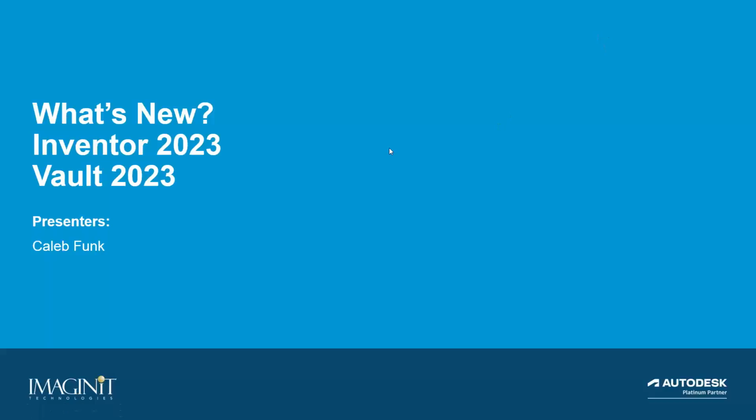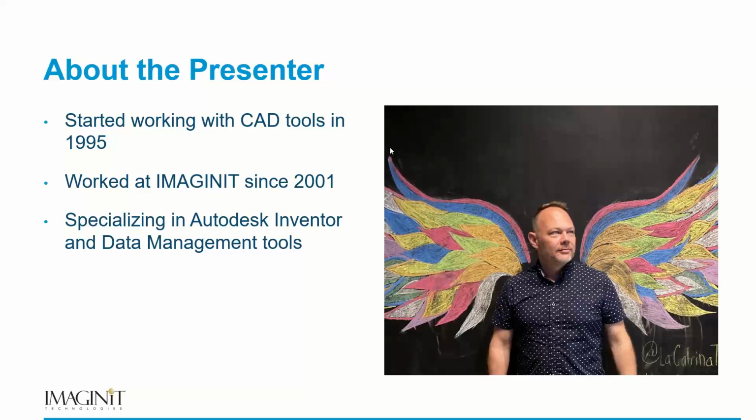My name's Caleb Funk, and I started working with CAD tools. I was going down memory lane today. In 1995 is when I really started working with AutoCAD Release 14, which is what I had in college. And then 6 years later is my official anniversary date with IMAGINiT. So it'll be 21 years, actually next month. So I'll be with IMAGINiT for 21 years.